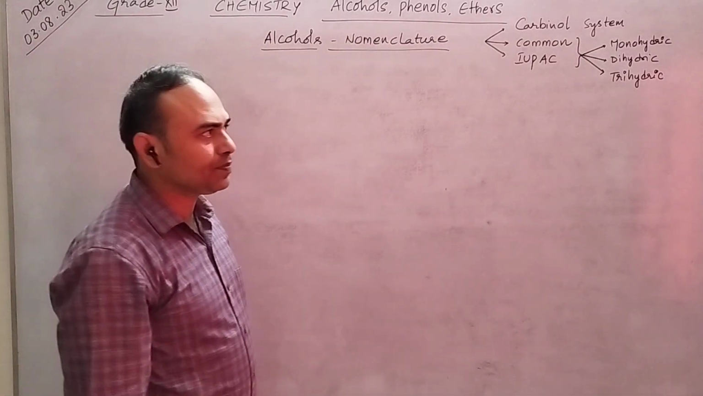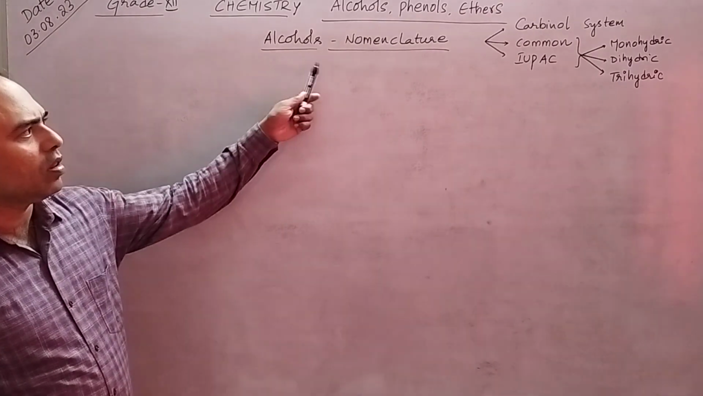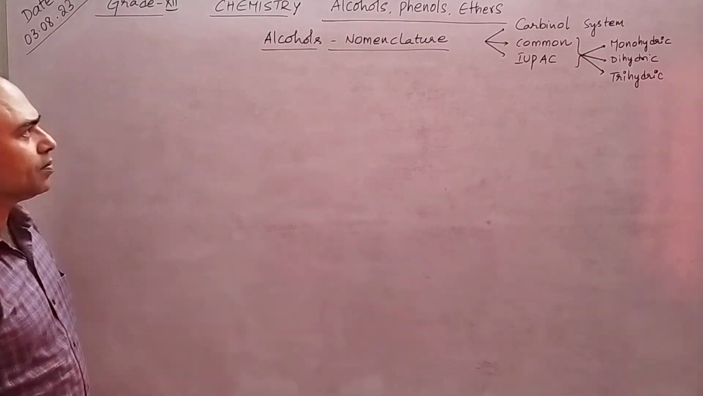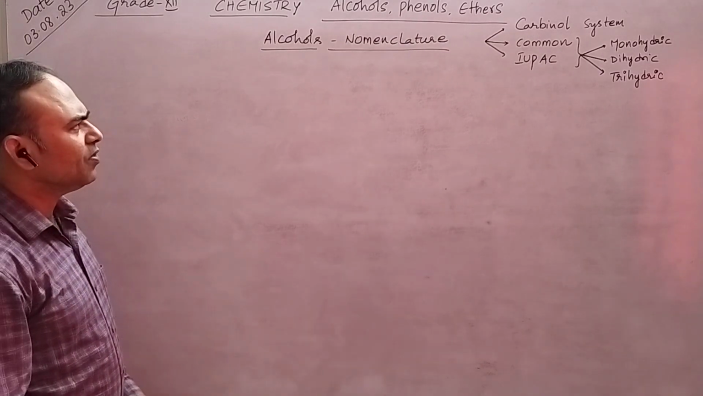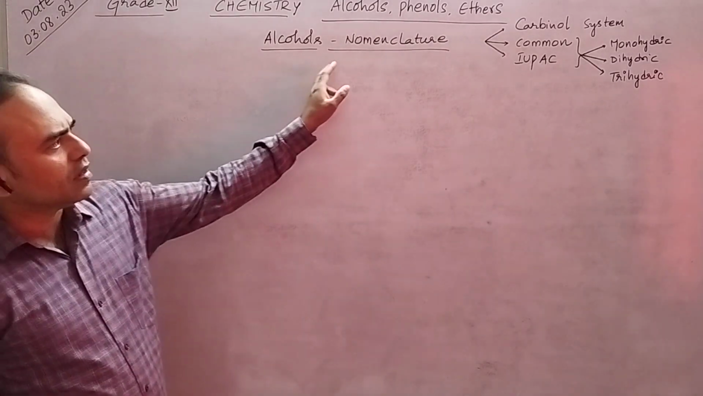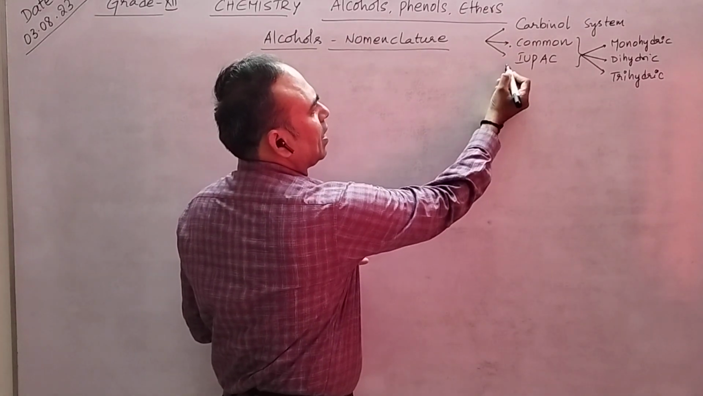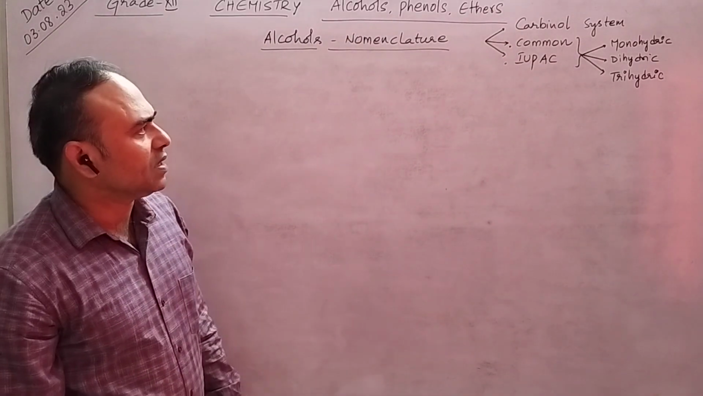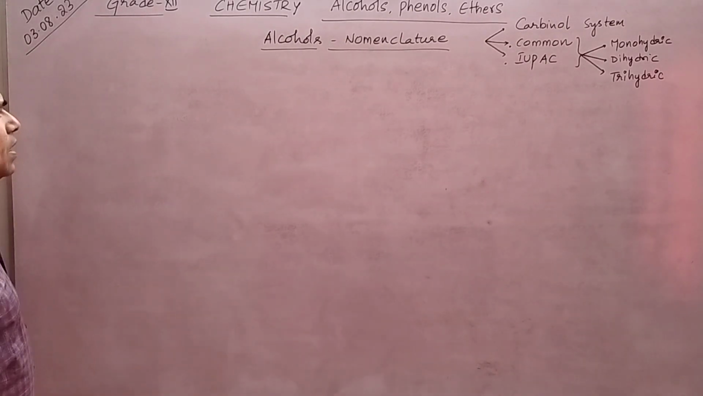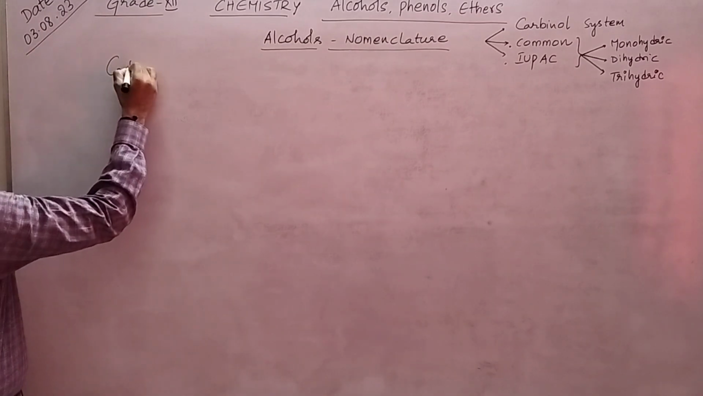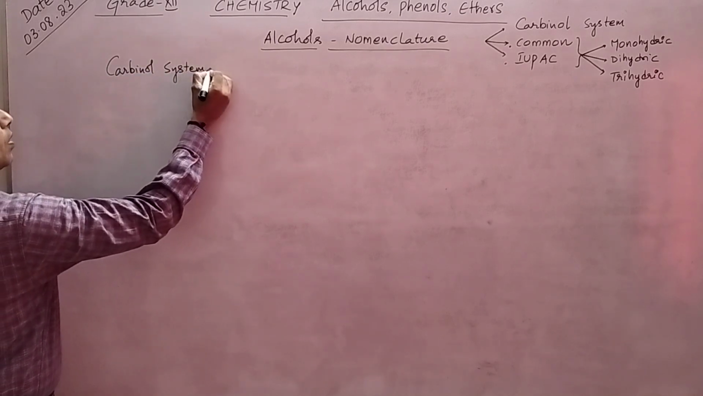Good evening, students. In today's class, we are going to discuss alcohols, nomenclature and isomerism. In the previous lecture, we discussed classification, and when it comes to nomenclature, there are three types. Usually, we will study common as well as IUPAC nomenclature, but in alcohols, we also have the carbinol system. Let us see what is meant by the carbinol system of nomenclature.